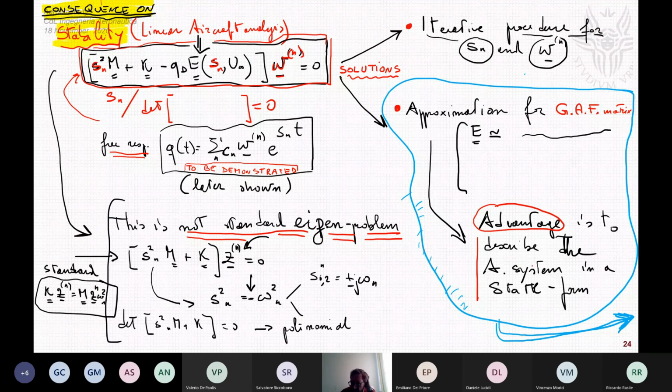What about the advantage of this approach? The advantage of the approach is to succeed in describing the system as a standard form linear system. And if we are able to perform this transformation, then we can study the stability in a standard way, just like a standard eigenproblem. So we have studied this second point here, the day before yesterday.